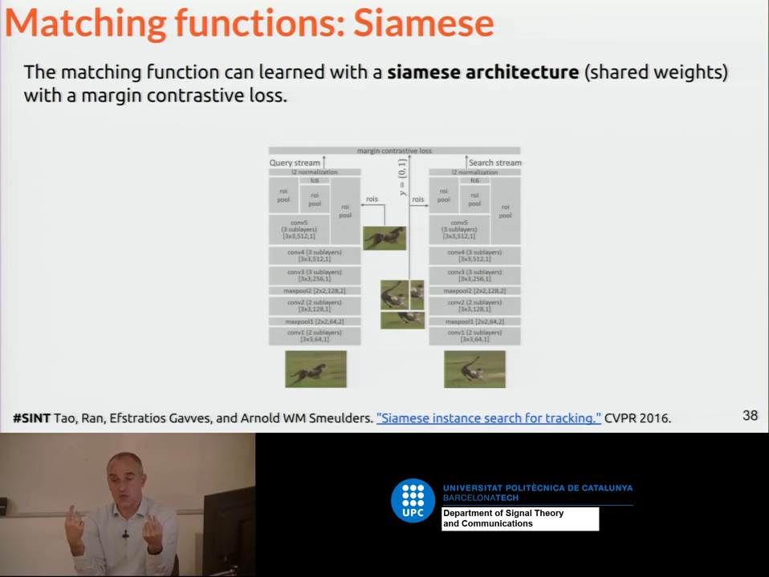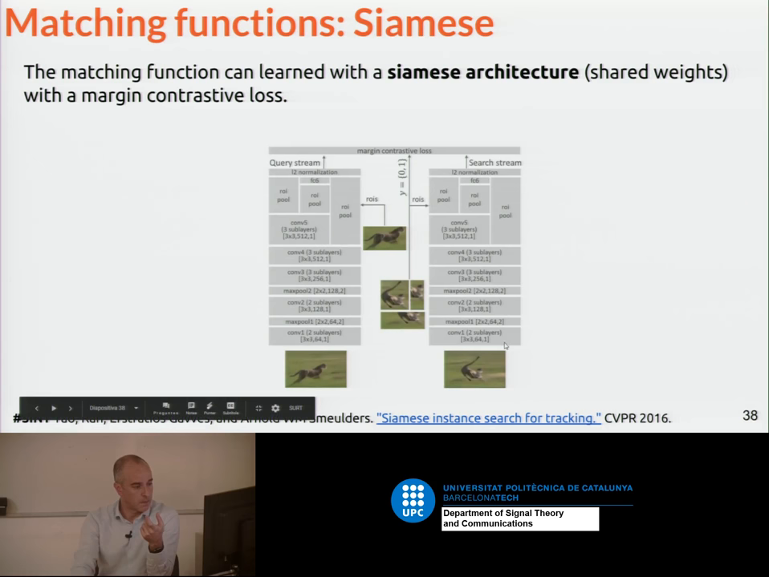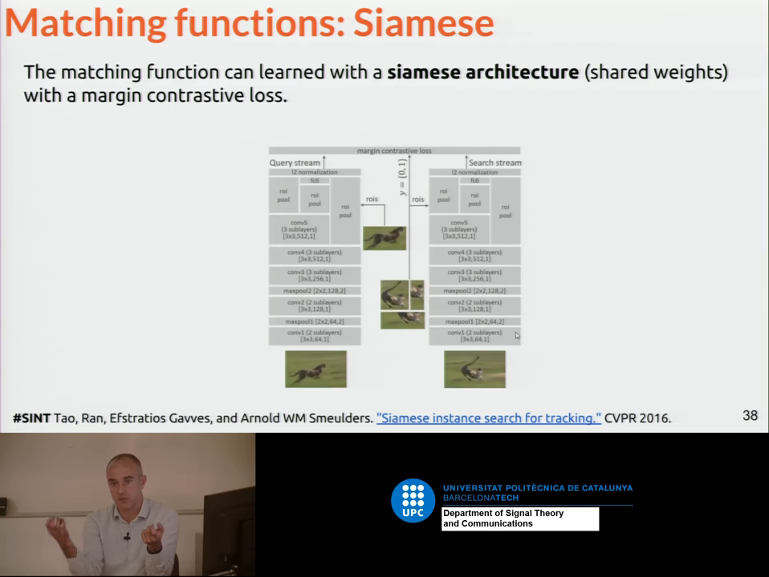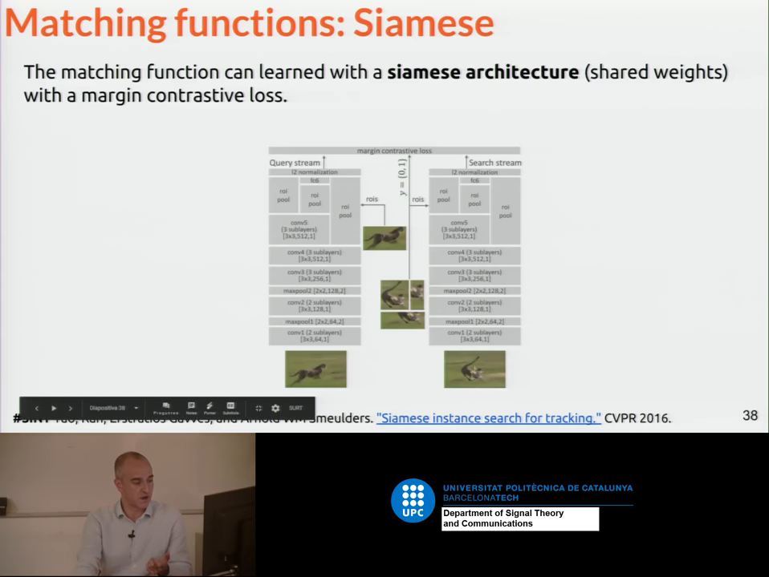It's called Siamese because the two towers share the parameters. So when you train, whatever you update here, you also update it here. The weights are the same ones. Of course, not the activations, because you are feeding different boxes or frames here.